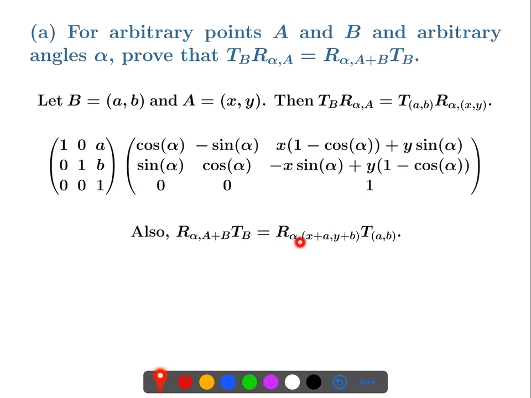And the rotation matrix, again, we add the coordinates of a and b. We have x plus a, y plus b here. And you're rotating around that by alpha. So we just write down what these matrices are. This one's going to be the same we had before. It hasn't changed, that translation matrix. But this one has changed because instead of x and y, we want x plus a and y plus b.